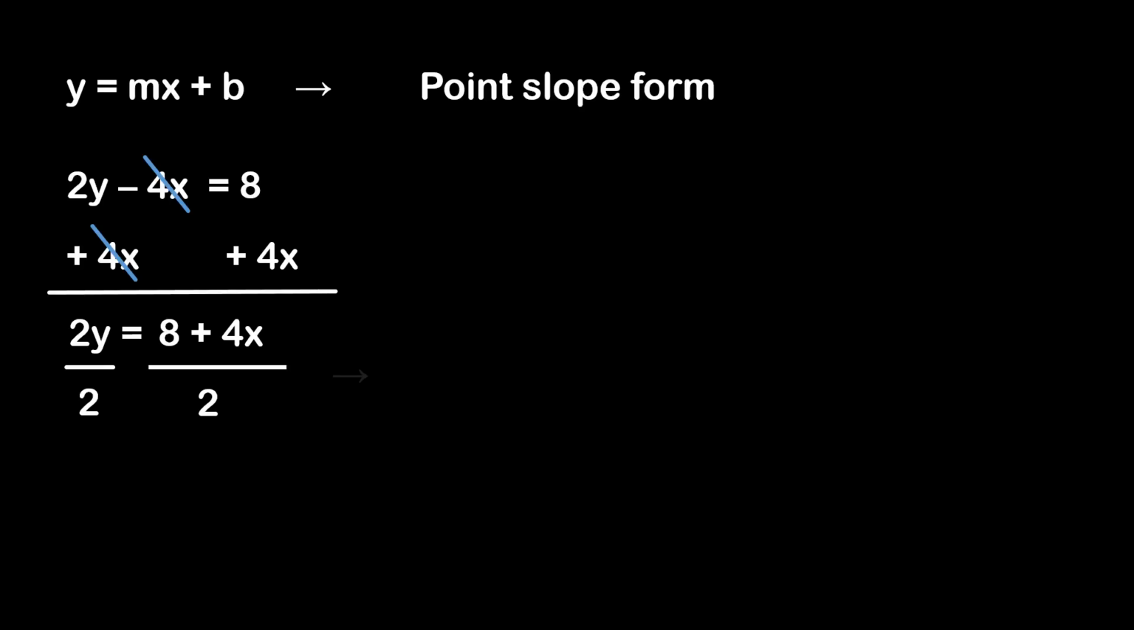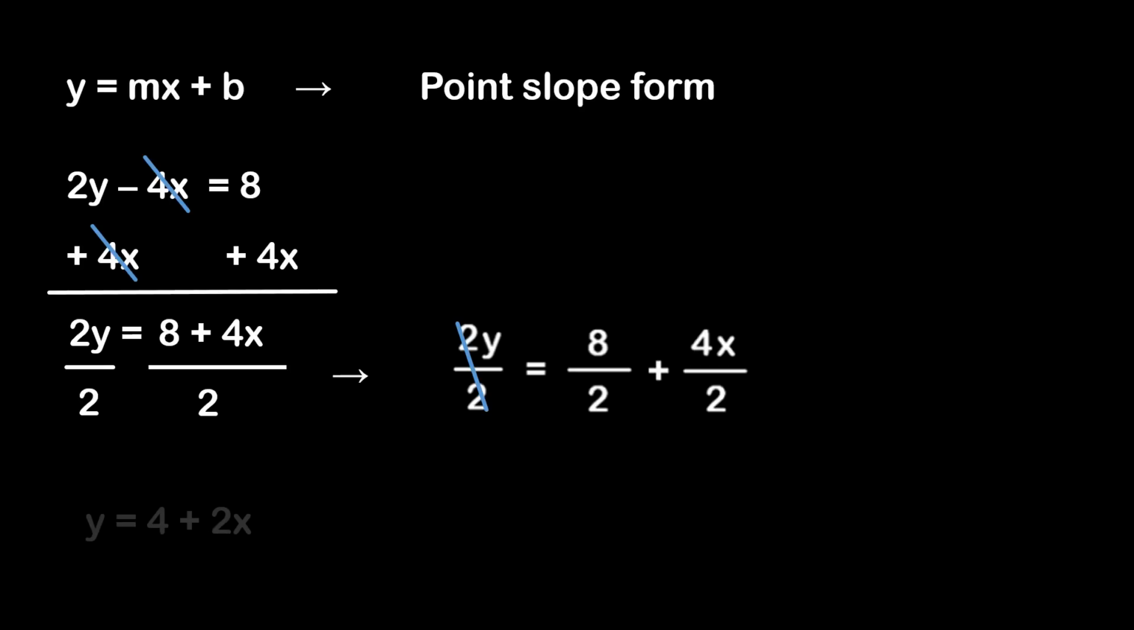And I'll rewrite it like this. So we have 2y over 2 is equal to 8 over 2 plus 4x over 2. So all we did there was we distributed the fraction. And like I said, the whole reason for dividing both sides by 2 was to solve for y and cancel out the 2 next to the y. So this leaves us with y is equal to 8 over 2, or 4, plus 4x over 2, or 2x. So y is equal to 4 plus 2x. And finally, we can rewrite that as y is equal to 2x plus 4.